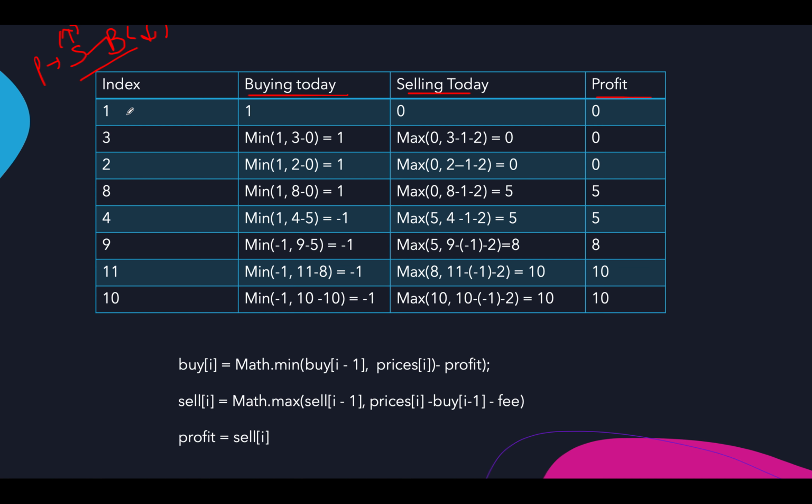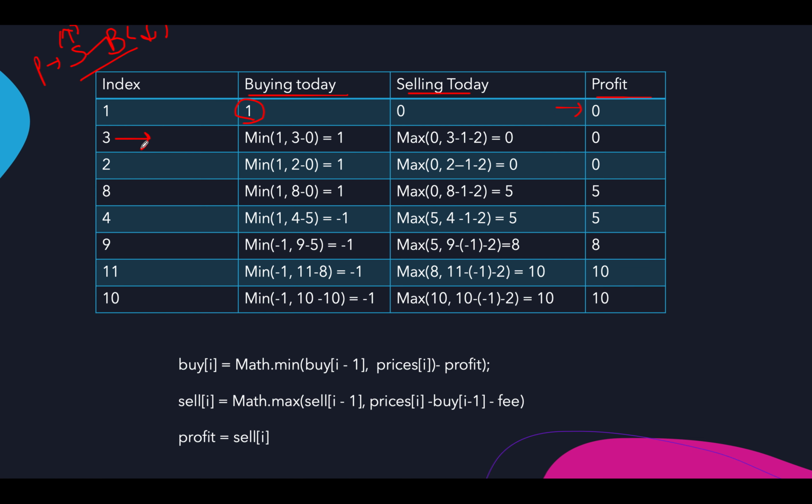We get the first index, and we'll have to buy at some day. So let's assume we made the purchase and the buying today price becomes 1. If we are selling today, we can't sell today because we have not bought anything in the past. The selling today stands 0, and the profit stands at 0. Now let's come to the second day. So second day the price is 3.